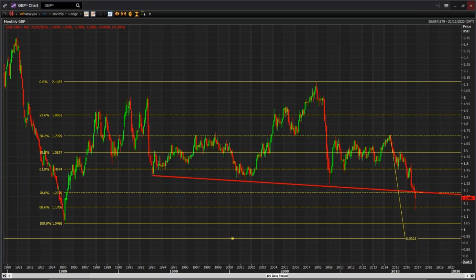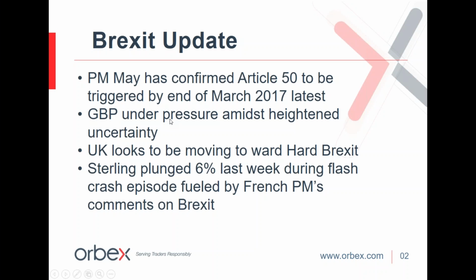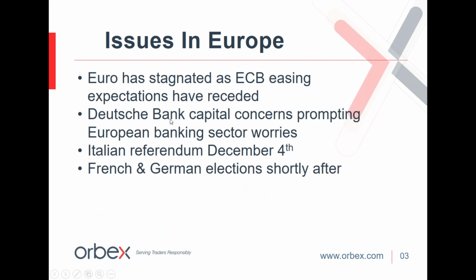So coming back to our key themes then, and moving on to concerns in the euro area. Now, the euro has been particularly stagnant over recent months as ECB easing expectations dwindled amidst a raft of positive data and neutrality from the bank during their July meeting. However, events over recent weeks have prompted a bit of volatility to creep back into the euro area, with concerns for the European banking sector driving volatility.